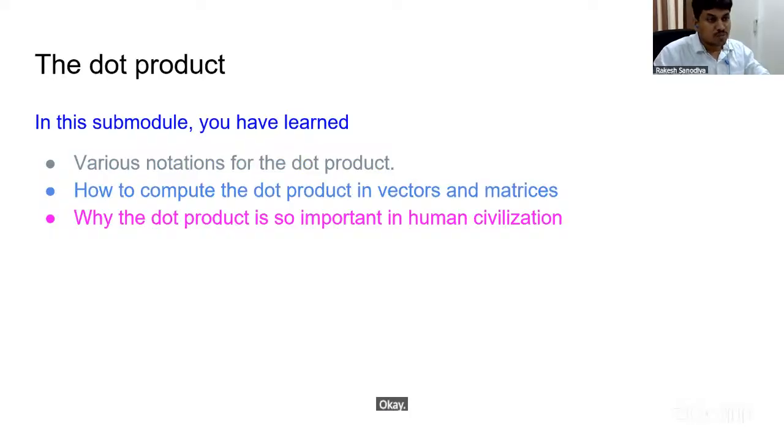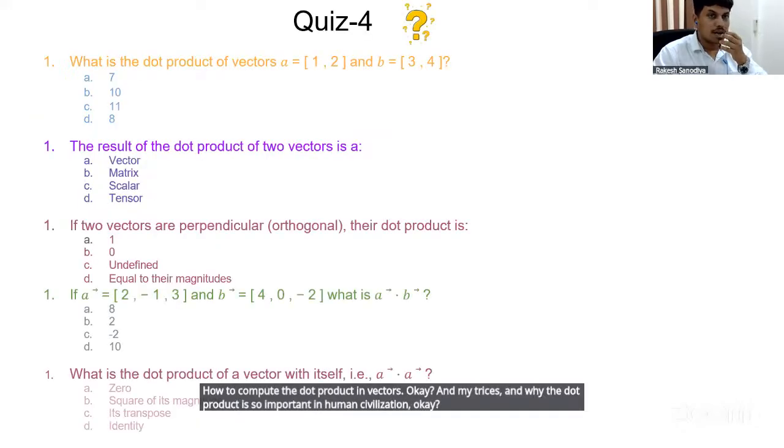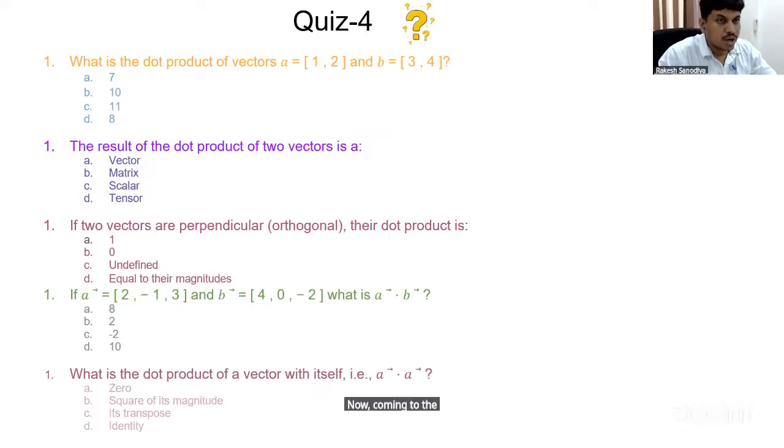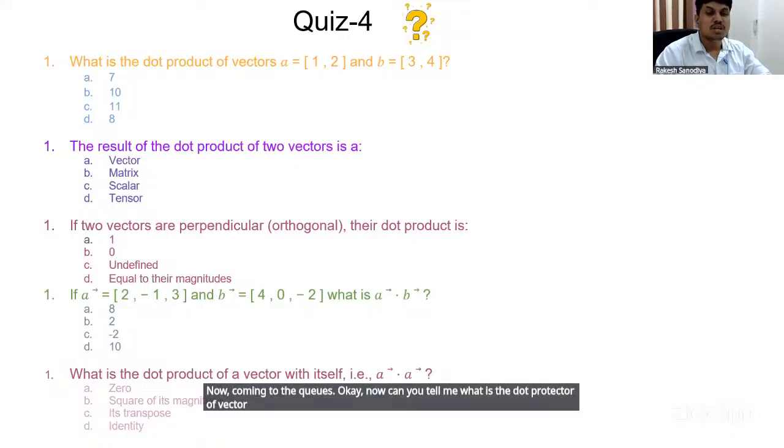Okay, so in this submodule, basically, we have explored various notations for the dot product, how to compute the dot product in vectors and matrices, and why the dot product is so important in human civilization. Okay, now coming to the quiz. Can you tell me what is the dot product of vectors 1, 2 and 3, 4?